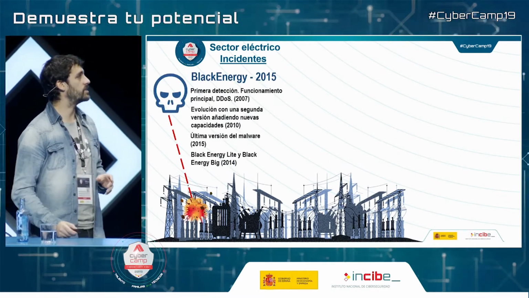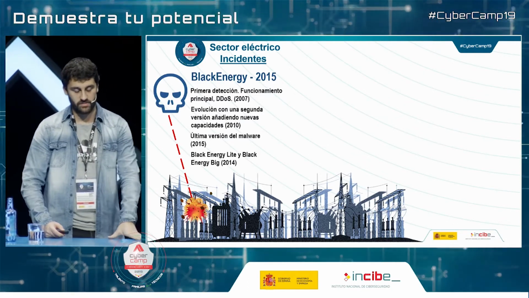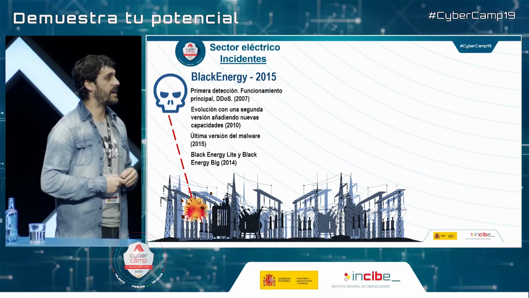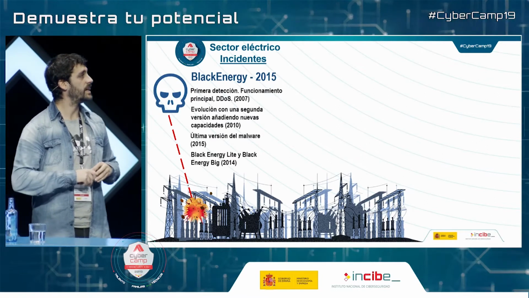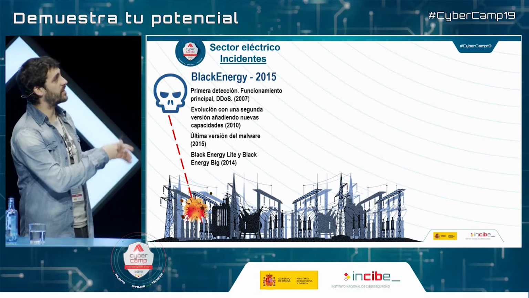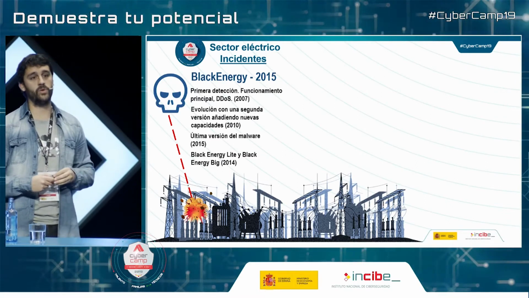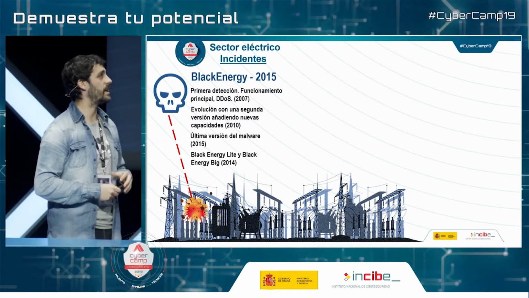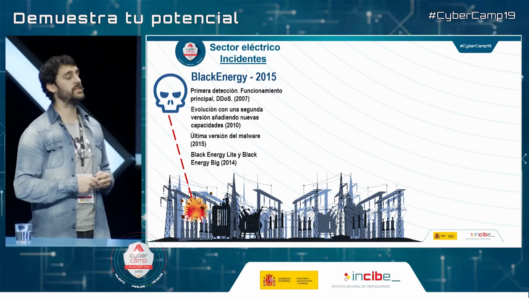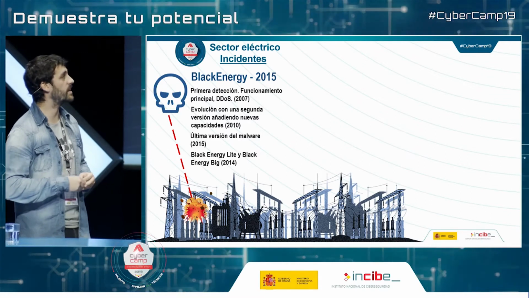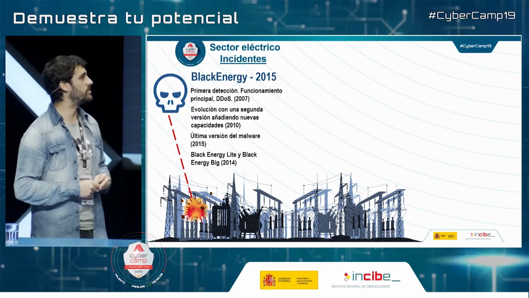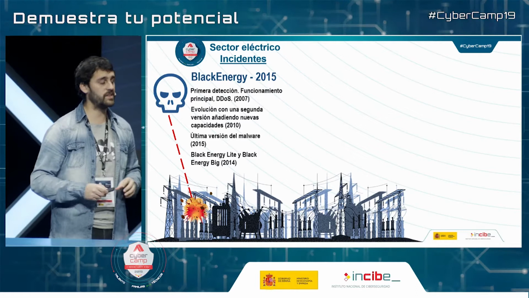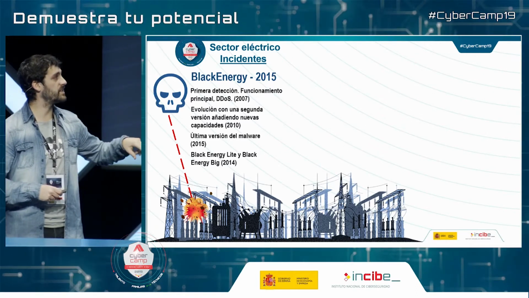In 2015, BlackEnergy, GreyEnergy, BlackEnergy managed to black out a substation, basically because this attack sent single commands in a repeated way. This was the end of the incident, but it was first detected in 2007. There was a malware which was distributing denial of service attacks, and then it started to evolve. There was a second version in 2010 with more functionalities, such as a rootkit and so on. A little bit more complicated. The last version of this malware was in 2015, and it affected a Ukrainian substation.